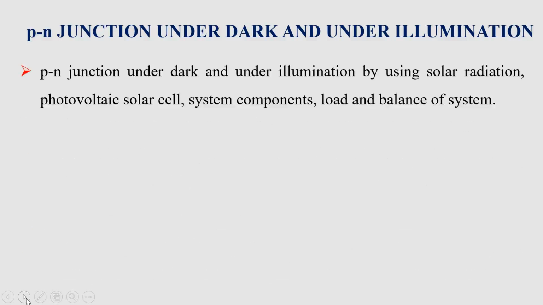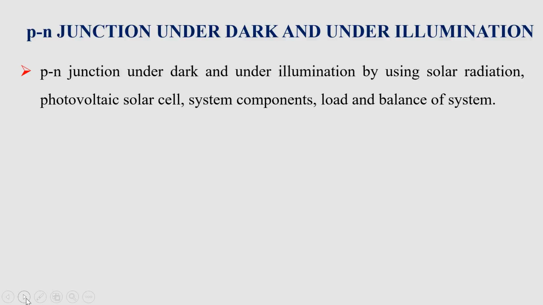PN junction under dark and under illumination by using solar radiation. Photovoltaic solar cells, system components, load and balance of system. This means the PN junction under dark and under illumination, and these characteristics are shown by the following diagram, using the components of solar radiation, photovoltaic solar cell, system components, load and balance of system.